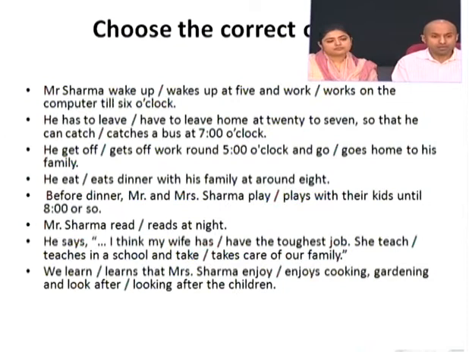Okay, now if a teacher in the school, one of you, the next teacher, could read the correct sentence, please. Anyone? Perfect. Good. Third sentence. He gets off work round 5 o'clock and goes home to his family. The correct sentence is? He gets off work around 5 o'clock and goes home to his family. Perfect. So he gets off work around 5 o'clock and goes home to his family. If one teacher could read the sentence, please.